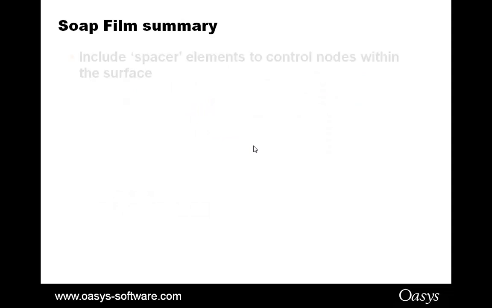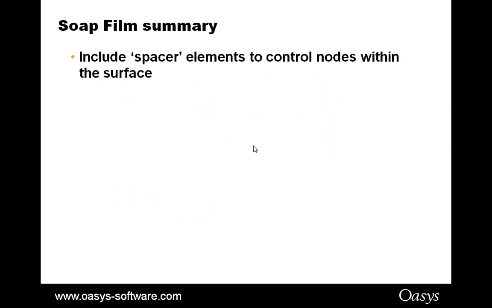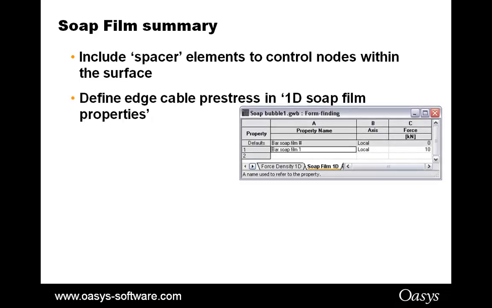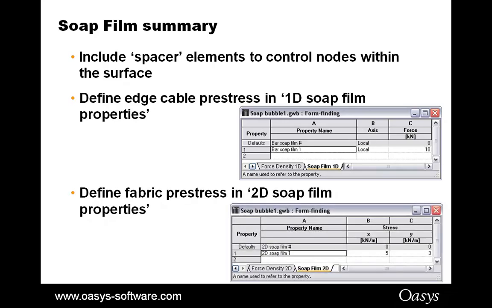So soap film summary. Got to have spacers to control the geometry during the form finding. Cable pre-stresses, you find the actual target pre-stress in the cables and also in the fabrics as well. And note that whilst I use constant pre-stress or isotropic pre-stress, you can do orthotropic pre-stress. You can have different pre-stresses in the two directions.